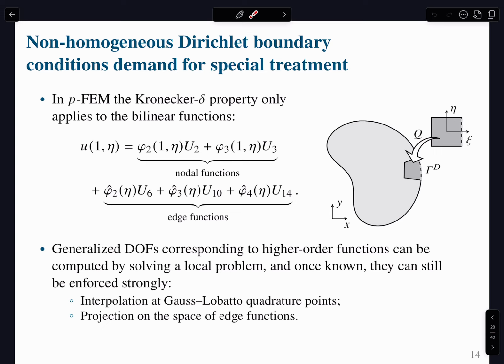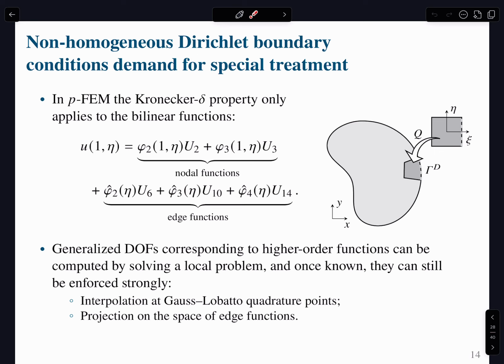Somehow we know that the linear functions are going to be the only functions along that edge that are going to be non-zero at the nodes. Every other function that is high order is going to be zero at the location of those nodes, and we're going to use this to our advantage.